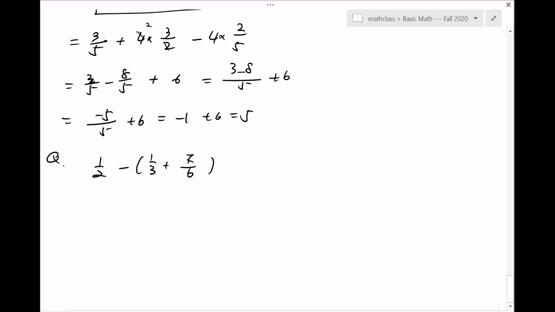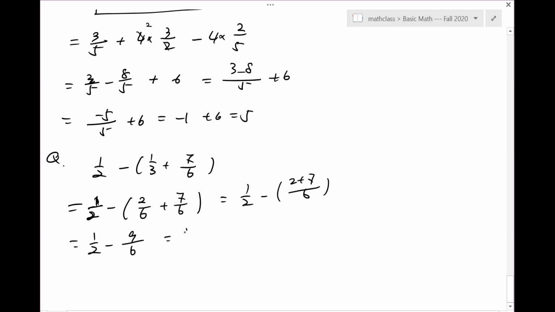So I think this time, don't multiply this up. And 3 and 6 is a very nice number. Okay, they have the common factor here. So it's 3 is going to be 2 over 6, 1/3, right? And plus 7 over 6. Then that would be 2 plus 7 over 6, which is going to be 9. 9 over 6 is going to be 3 over 2. Okay? And then that would be negative 2 over 2, which is -1.